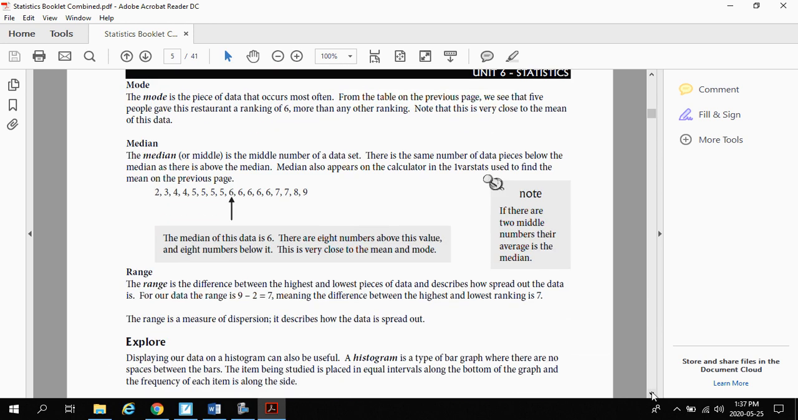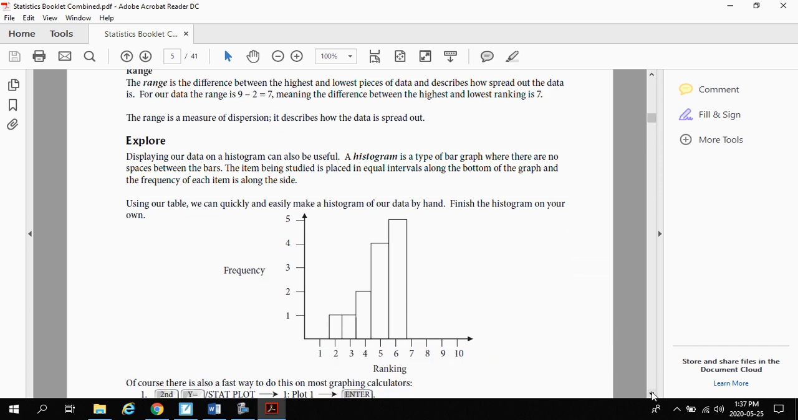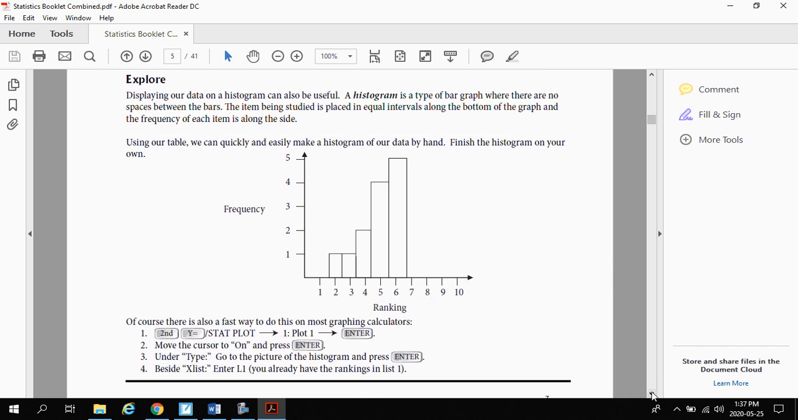So the mode is a piece of data that occurs the most often. We've already talked about that. I'm not going to go over all of it, but you can keep reading. And the range is the difference between the highest and lowest pieces of data. So it's a measure of dispersion, and it talks about how much the data is spread out. So you can read through that. I'm trying not to make this like a 3-hour lesson.